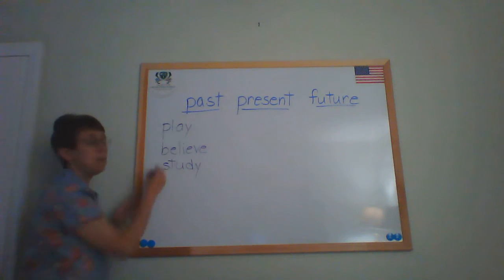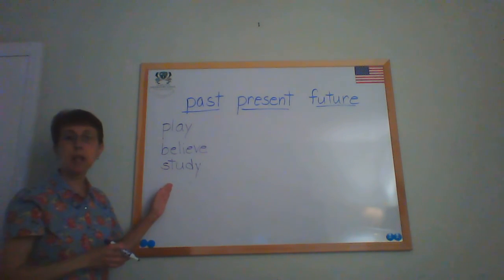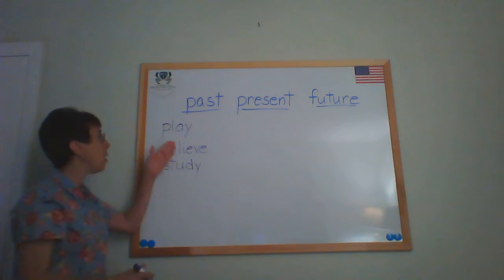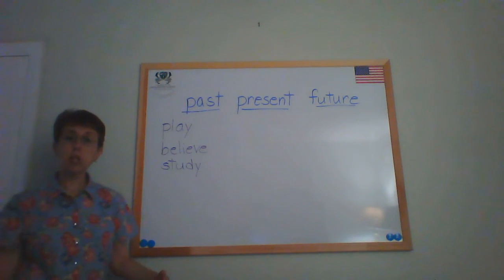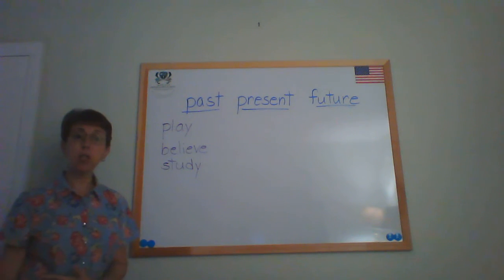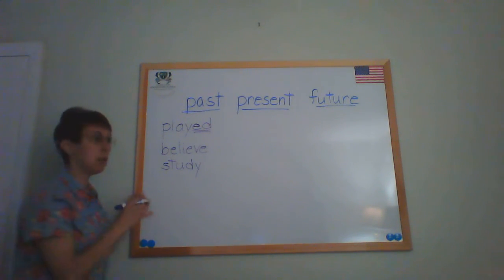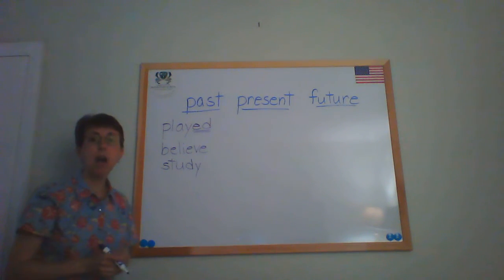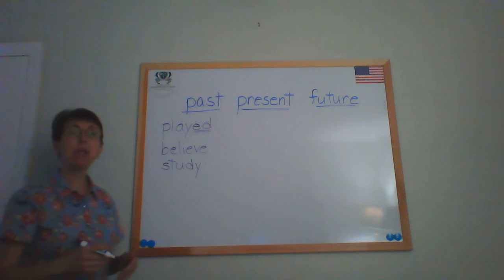So we want to make them past tense. We want to show that they already happened because play, believe, and study are currently in the present tense. Means we're doing it now. But we want to show past tense here. So play, if playing already took place, we can say, I played the game already. And we're going to add that ed. I played it already. Believe. I believed it was going to happen. That's in the past. I believed.